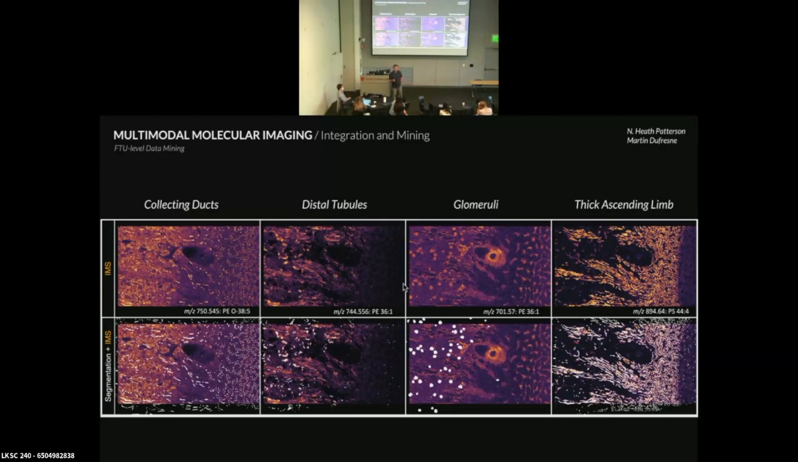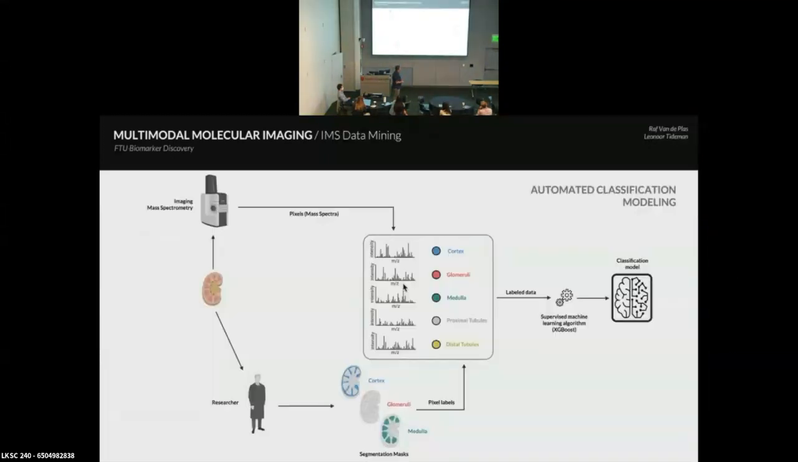This works great for a single example, but it doesn't work so well if you're trying to do this across large patient cohorts and find larger trends in larger cohorts of data. And so the way we deal with that problem is we build classification models. This is done in collaboration with Rob Vanderbilt's lab and his graduate student, Leonard Tideman. And so this is pretty standard. The way people build classification models with mass spec data is you're basically going to feed in mass spectra. In our case, these are associated with pixels. And then you'll have your favorite researcher come and label those pixels, and you'll build a classification model.